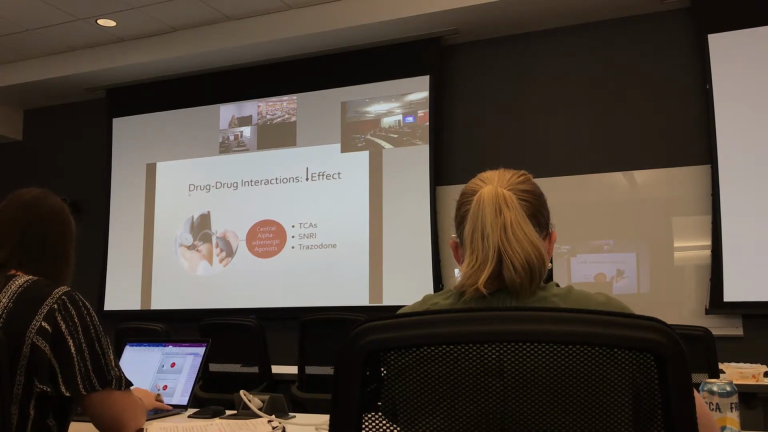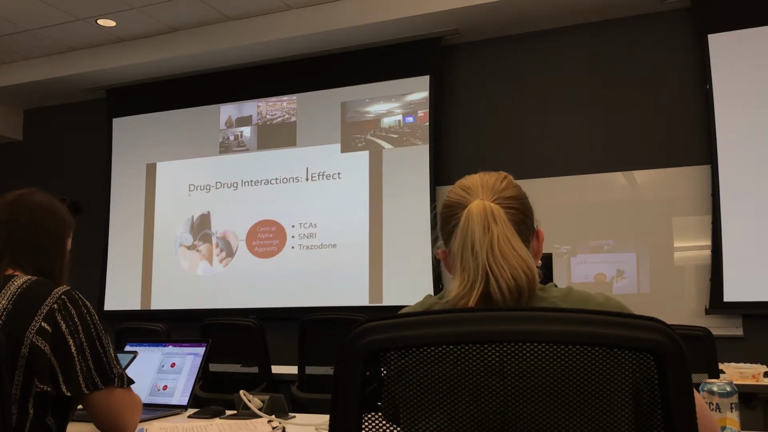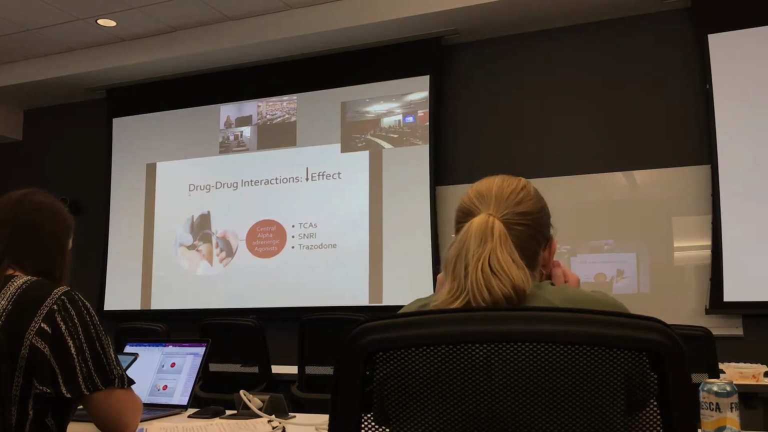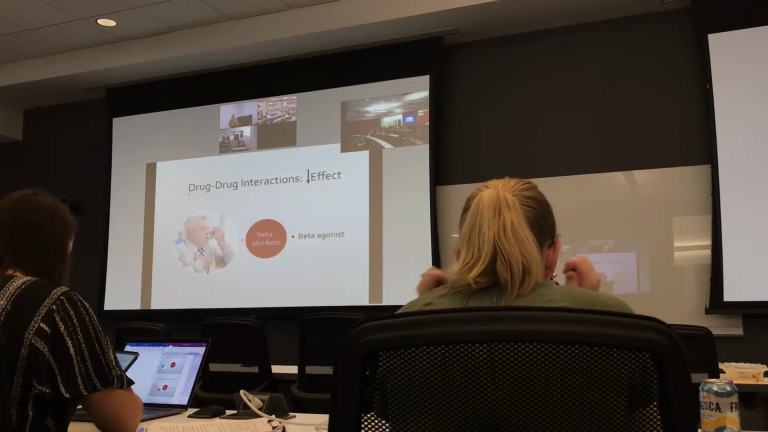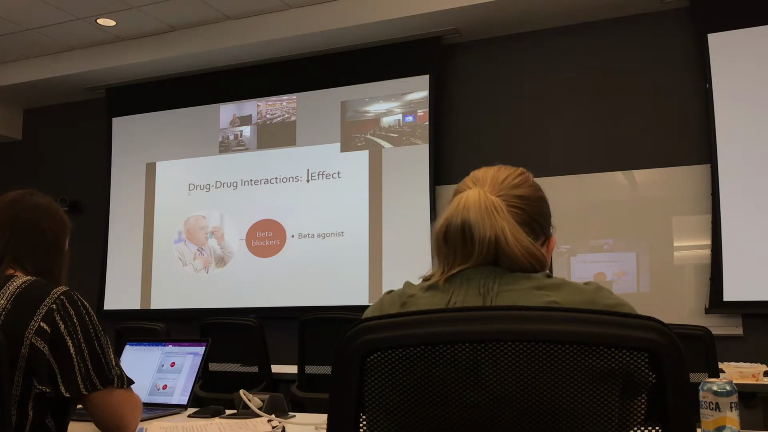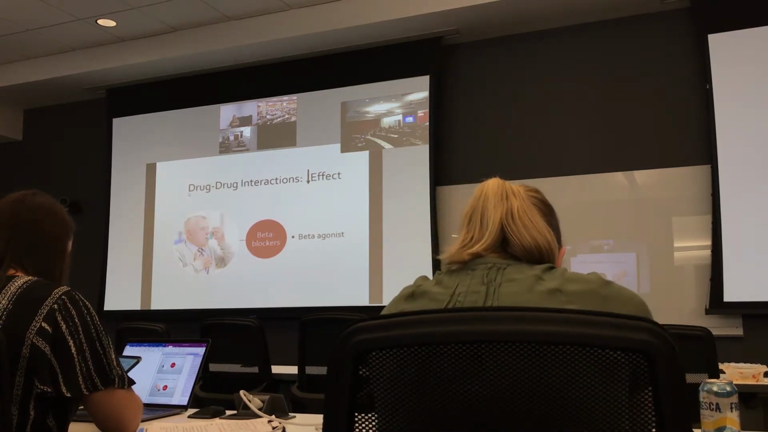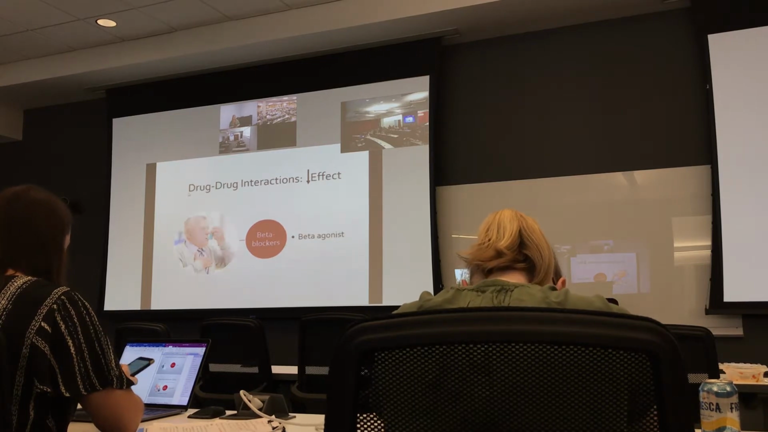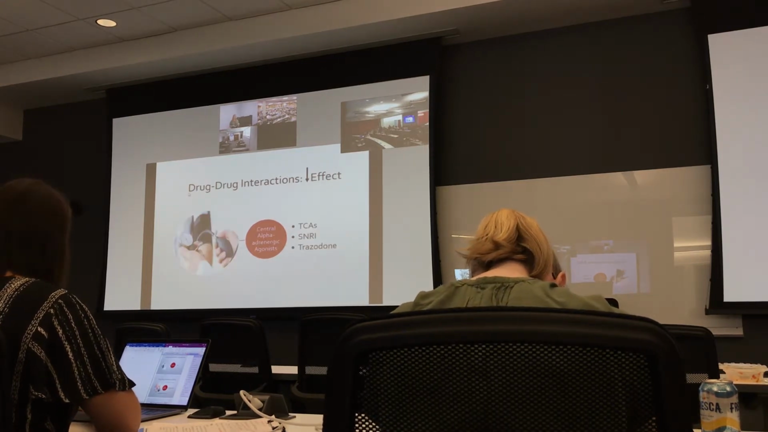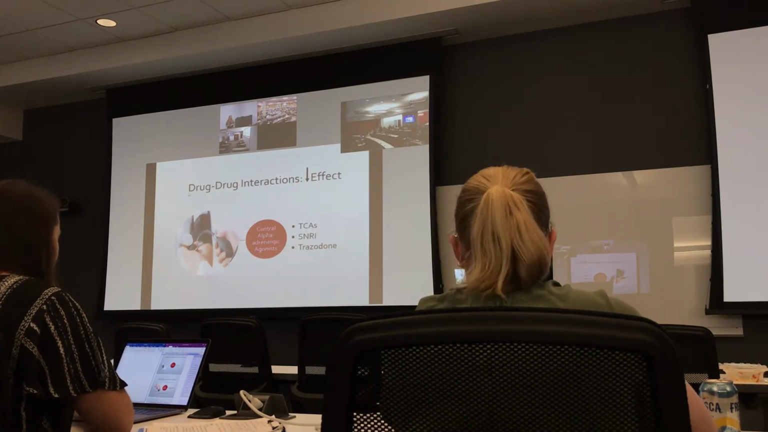Also, decreased effect. Just like we have a decreased effect with beta agonists, you can also have a decreased effect, I guess this is reversed, right? Before we were talking about decreased effect of your beta agonist. In other words, your asthma inhaler is not working as well. Versus in this case, your antihypertensive, your clonidine, is not working as well.